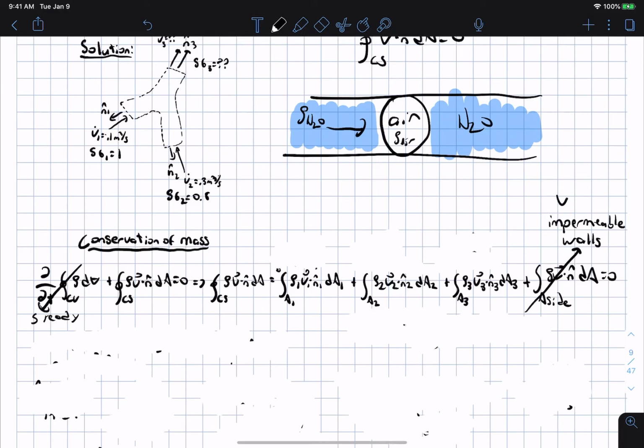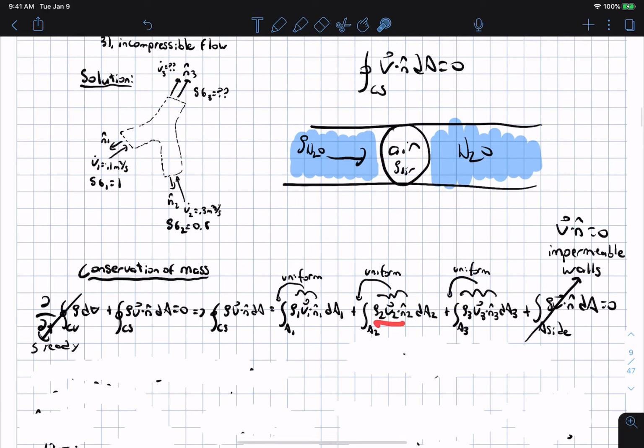Which implies that V dot n hat is equal to 0. That is basically what impermeable wall means. Okay, and we're assuming uniform flow. In fact, we aren't given enough to not assume uniform flow. So that means we can basically pull all of this stuff outside of these area integrals here.